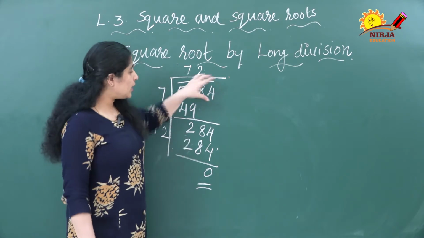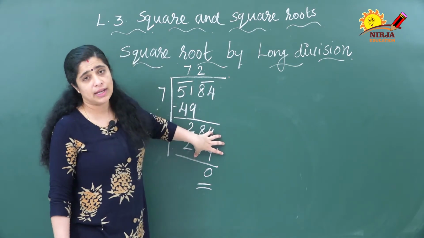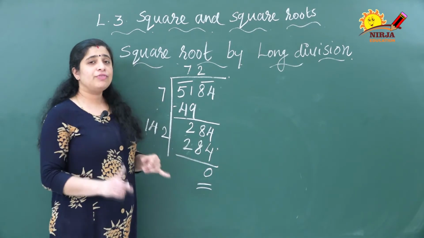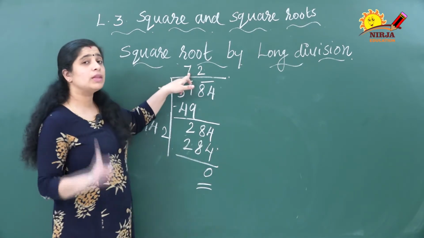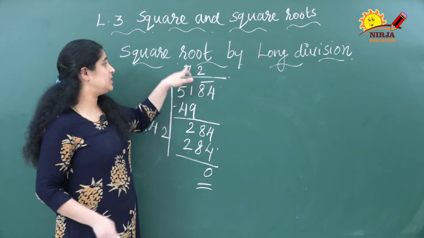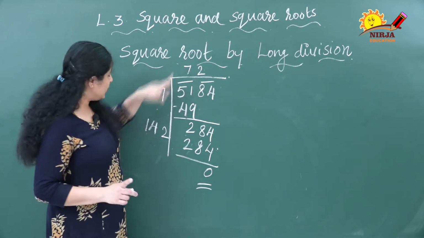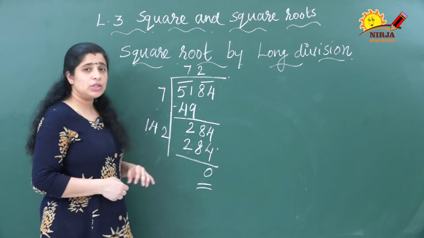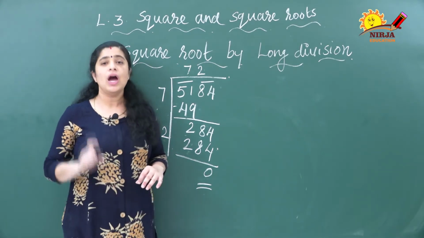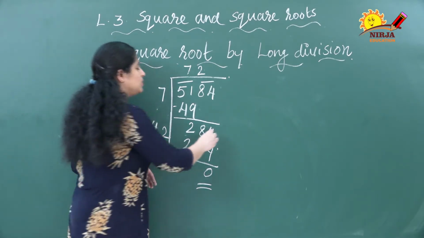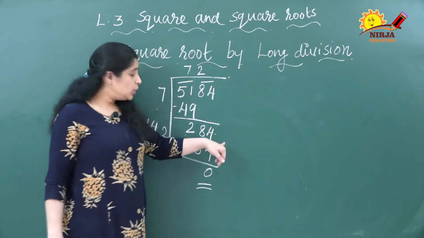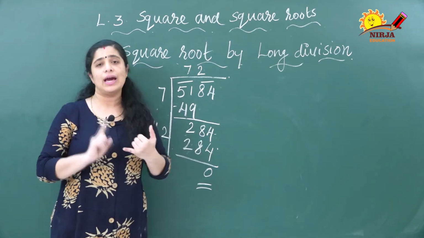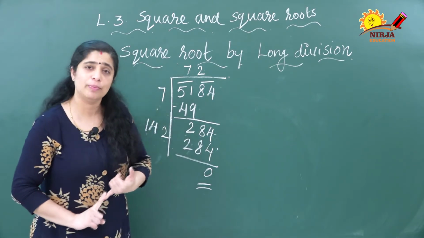Then I told you that the whole pair you have to take down. So you will get 284. After that you have to multiply the quotient by 2. That means 7 by 2. You will get 7 2s are 14. And the number in the unit digit you should assume. How can you assume? By observing the number in the unit place, the number here. Here it is 4. Either it should be 2 or it should be 8.